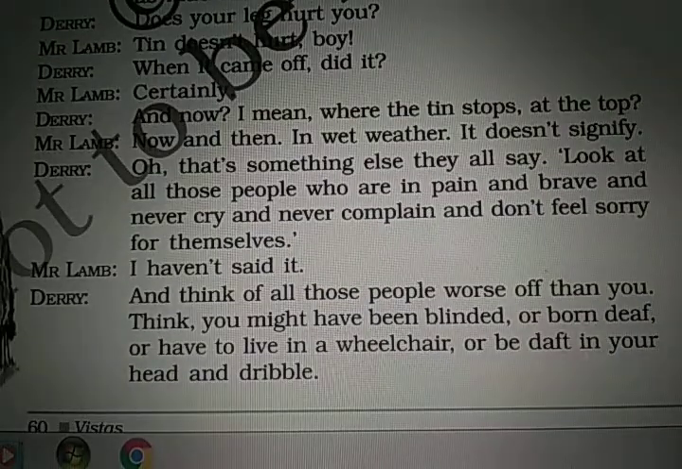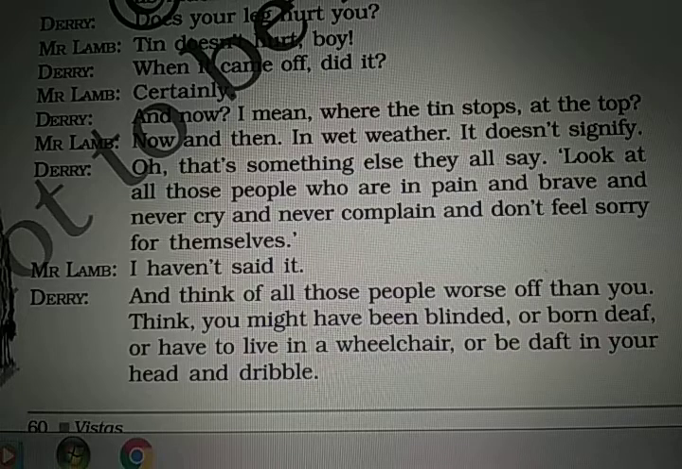Oh, that is something else, they all say. There is some other thing also, they all say. Look at all those people who are in pain and brave and never cry and never complain and don't feel sorry for themselves. My elders teach me to pay attention to other people who are in pain. Actually, you are not in pain. Other people are in pain and still they are brave and never cry and never complain and don't feel sorry for themselves. It means I am given examples of other people who are also handicapped and whose condition is worse than mine, and I am advised to pay attention to them. Your handicap is not as bad as theirs.